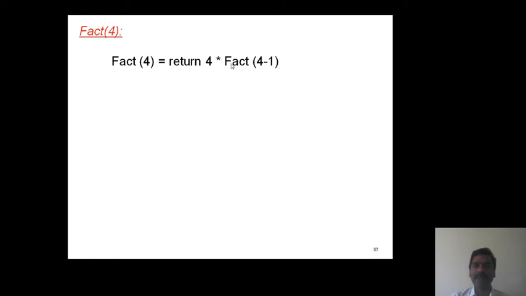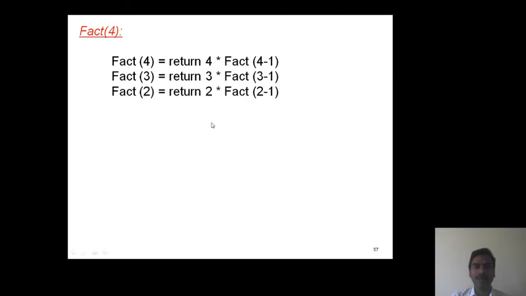Again there is a function call. So fact of 3 value. So fact of 3. Now 3 equivalent to 1, false. Hence, return 3 into fact of 3 minus 1. Now we calculate fact of 2 value. So fact of 2, 2 equivalent to 1, false. Hence return 2 into fact of 2 minus 1.